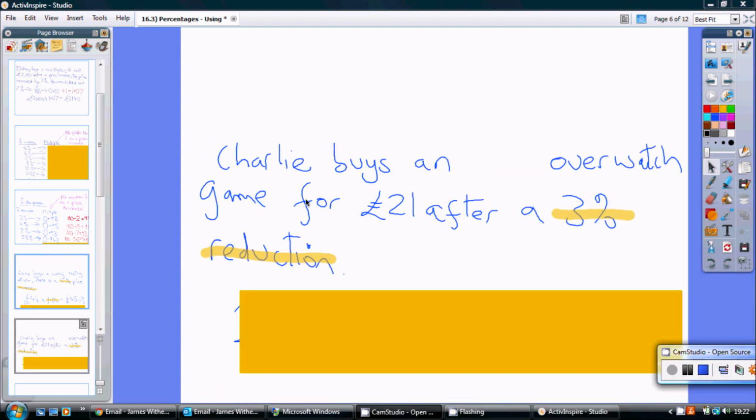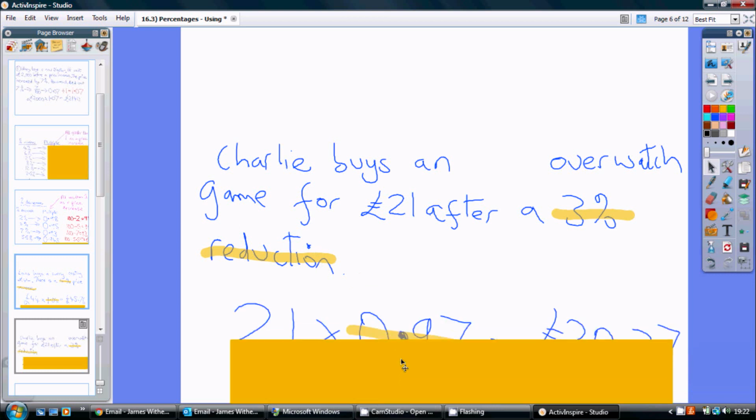So Charlie buys a game for £21 after a 3% reduction. How much did he pay for it? £21 is going to be a starting point. What do you think is going to be the multiplier to allow us to work out how much he paid for the game? So pause the video, copy out the question, have a go, and then reveal the answer.